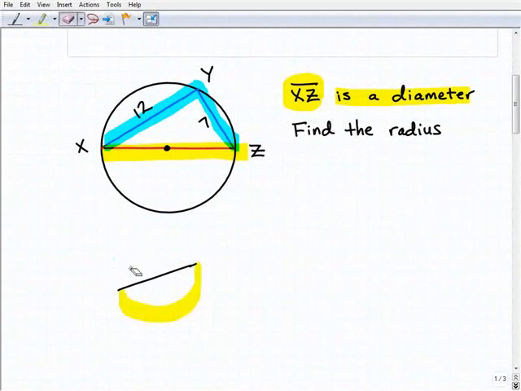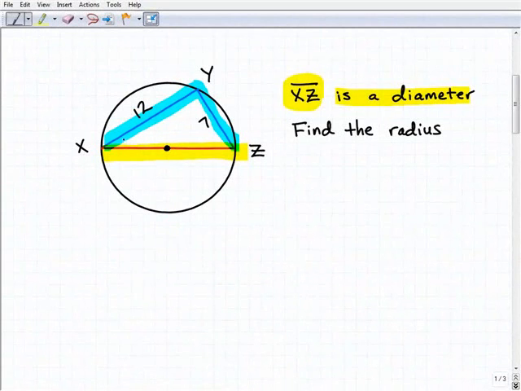All right, so what we have is an inscribed angle in our figure here. We have an inscribed angle in a semicircle. And knowing that is really important because we have a theorem that states that an inscribed angle in a semicircle is a right angle. So this is a right angle here.